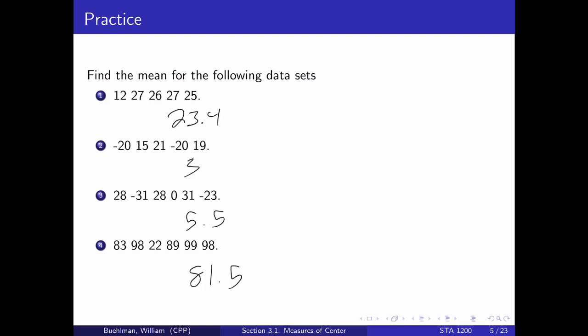So here are the answers to the problems. For the first one, we get the mean is 23.4. For the second one, we get the mean is 3. For number 3, we get the mean is 5.5. And for number 4, we get the mean is 81.5. So hopefully you got those same answers and you understand.